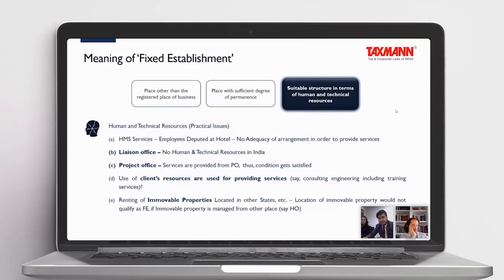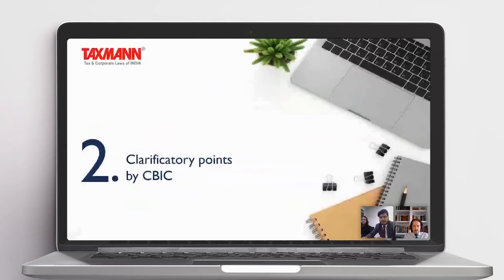Right, renting property. Suppose you have immovable property in different states, but you are managing these properties from the HO, say in Haryana, right? So will you say that you would have to take a registration in each of these states because these qualify as a fixed establishment? The answer would be no, because if you are managing these properties from the HO, then there exist no human and technical resources at the location of the particular property. Therefore, the last criteria of the definition of fixed establishment is not satisfied, and thus it would not qualify as a fixed establishment.